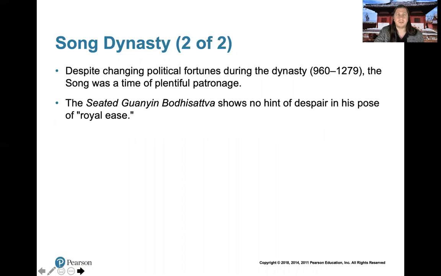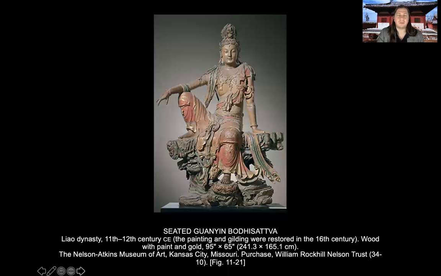It's a pretty interesting Bodhisattva, seated Guan Yin Bodhisattva. So this is one of those Buddhist saints, future Buddhas that postpone their enlightenment to help others. And there's a couple different ways that we can tell this is a Bodhisattva and not a Buddha.